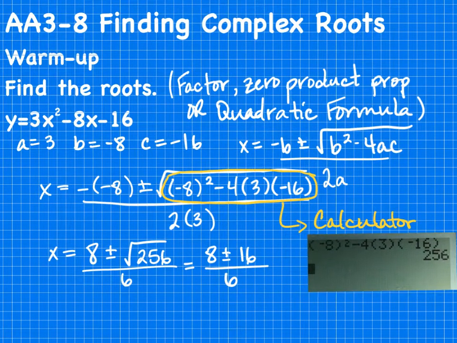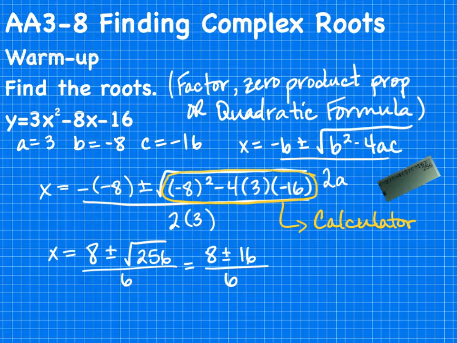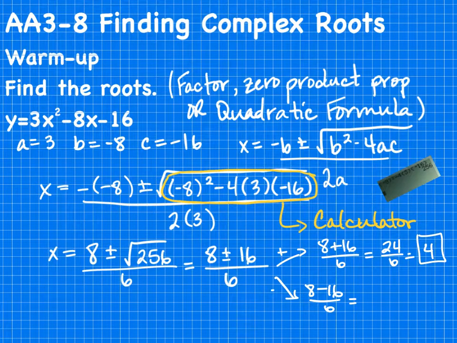I'm going to shrink the little calculator thing over so I have more space. At that point, you're going to split it into a plus, so 8 plus 16 divided by 6, which is 24, which equals 4. And then I'm going to do the same thing, but I'm going to do minus, so 8 minus 16 divided by 6, which equals negative 8 divided by 6, which is negative 4 over 3, which is exactly what we got from our original problem.